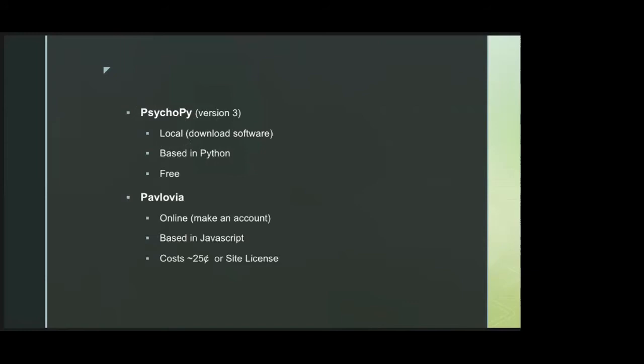And running participants on Pavlovia online costs a small charge, about 20 British pence or about 25 cents. But in our case, Temple has bought a site license for the year, so it won't cost us any additional funds to run participants while we're on that site license.